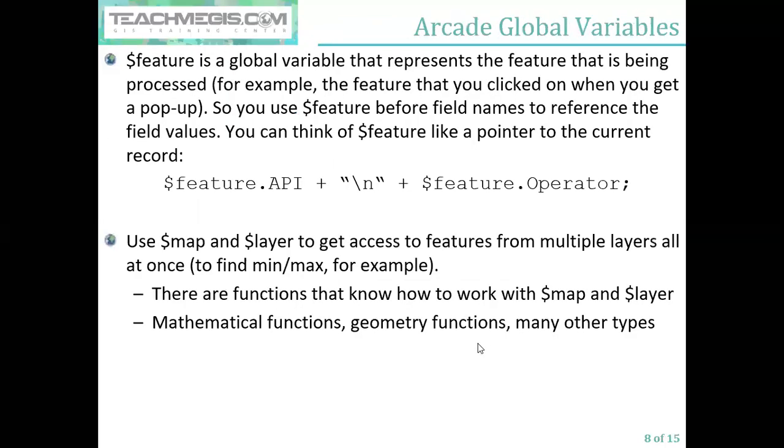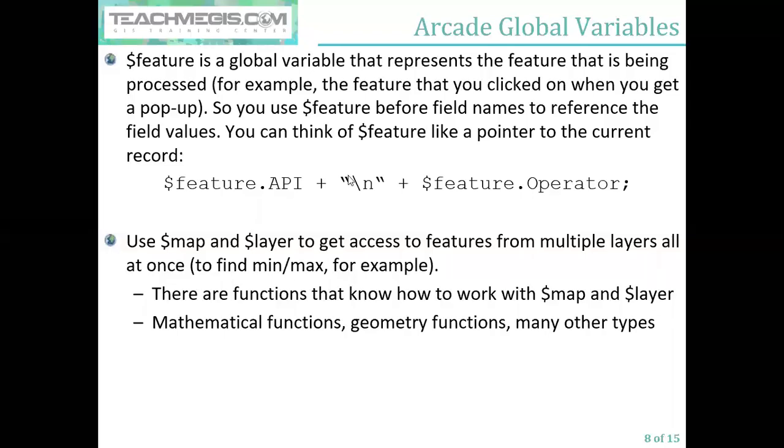So let's see how this fits together. The big difference is that for every column name, you have to preface it with $feature, okay? $feature is actually a global variable that represents the feature that's being processed, for example, the feature you clicked on when you get a pop-up. So you use $feature before field names to reference the field values. You can think of $feature like a pointer to the current record.